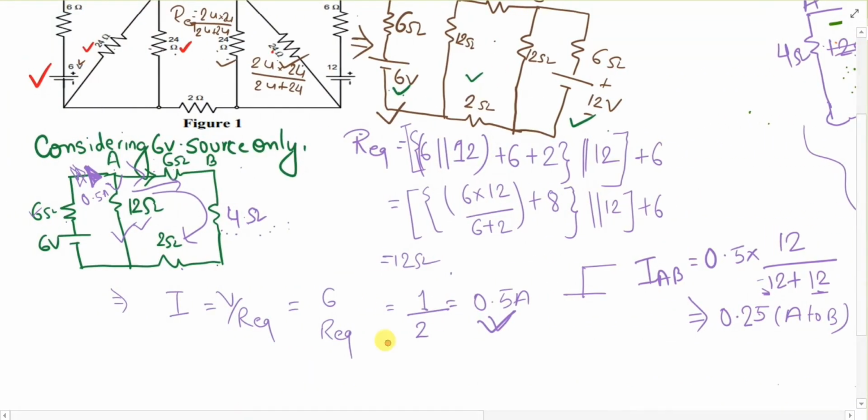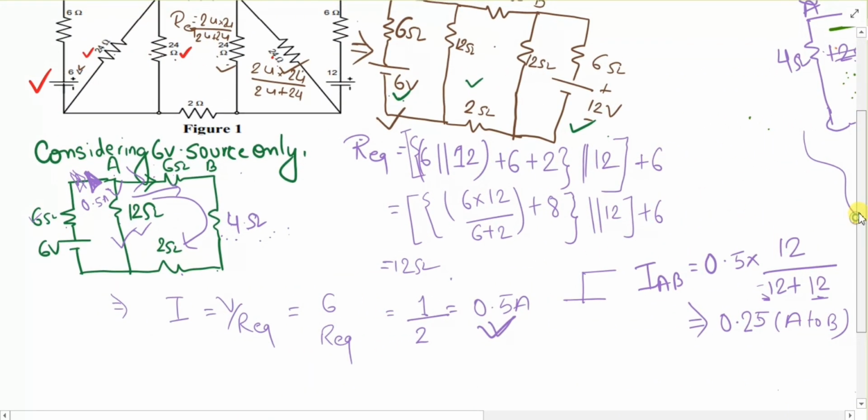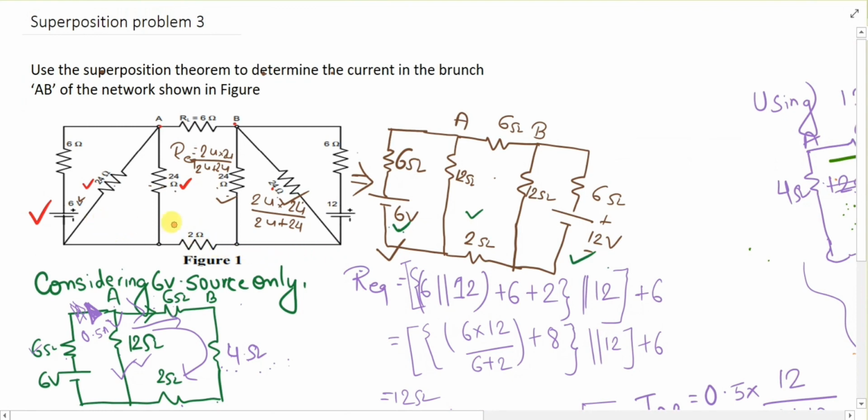So once more, let's summarize what we have done. Initially we are provided with this circuit and we find that the 24 and 24 ohm are in parallel, and we have nothing to find between them. That's why we convert those into a single resistor, or we find an equivalent circuit out of them. After finding the equivalent circuit, we converted the circuit into this form. Once you convert the circuit into this, you find the current first using the 6 volt source and then find the current using the 12 volt source only.